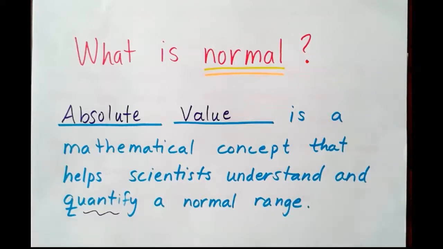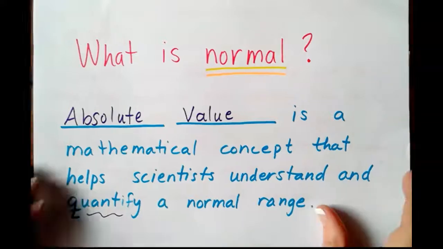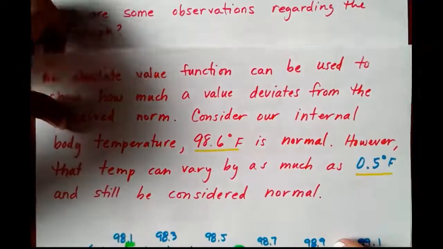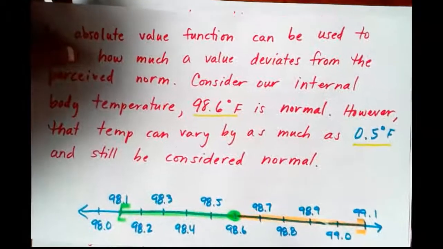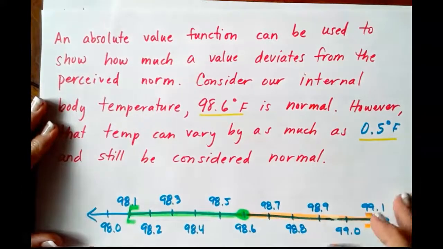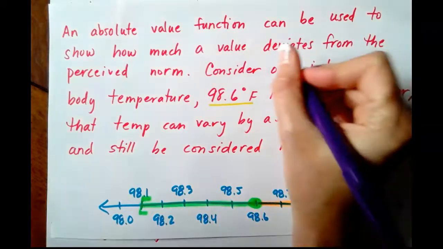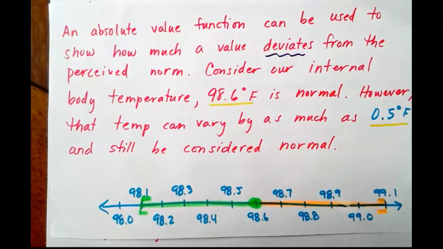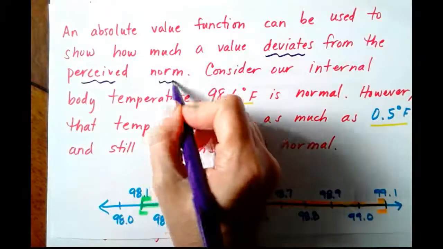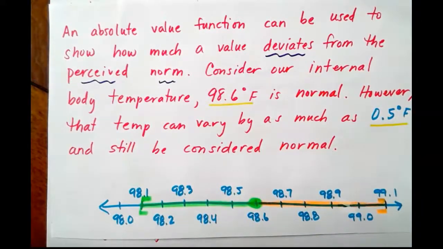We do this a lot. And one of the things that's been a big discussion these days is what is in a normal range for someone's body temperature. So, an absolute value function can be used to show how much a value deviates from a perceived norm. Now think about what it means to deviate from a perceived norm. This is some good vocab for you.